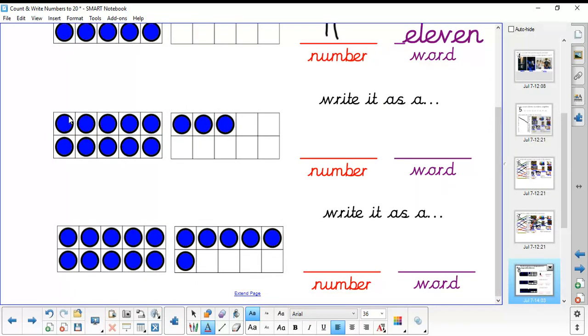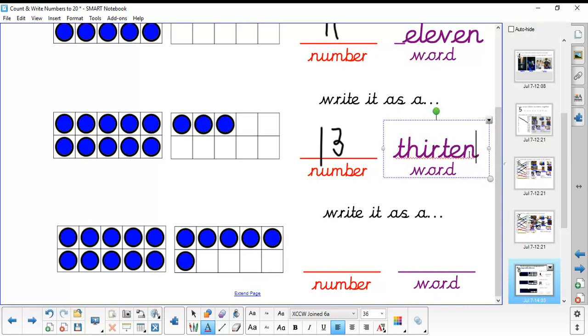So again, we have 10 in this 10 frame, and we're going to add on 3 more. So that's 10, 11, 12, 13. So if I was going to write that as a number, we'd have a 1 and a 3. 1 ten and 3 ones. And if I was going to write that as a word, it would be thirteen. Let's spell it. There we go, thirteen.